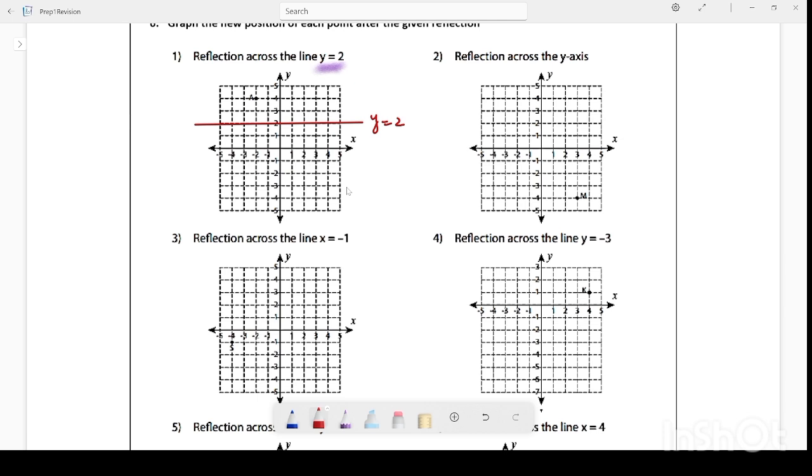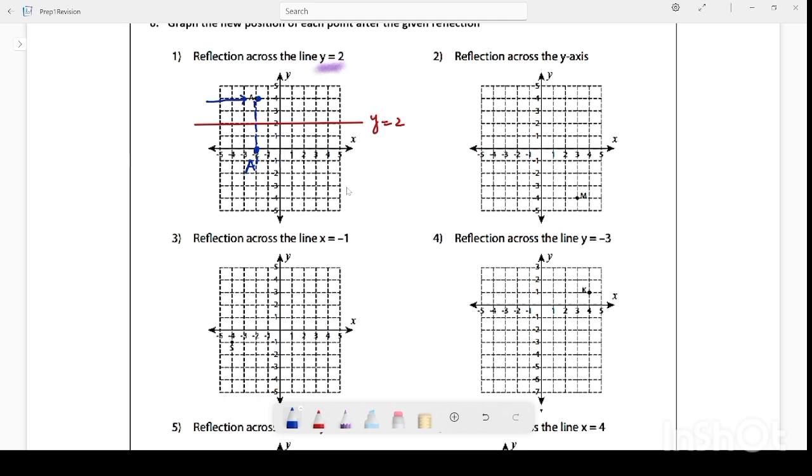Now where is the dot? The dot is here on the top. You can see here point A. This dot is 2 blocks away from the line of symmetry. So on the other side, 2 blocks away, there will be another point, which is A prime, the reflection of A. So this is how we draw it.